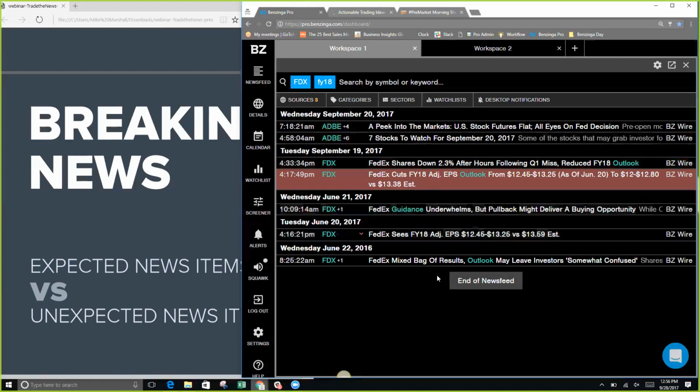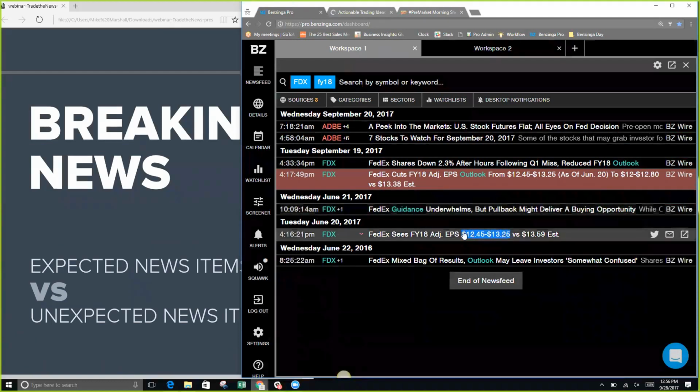So what I did really quickly, just to reiterate again, is I didn't know the magnitude that FedEx wanted to cut its guidance. I was able to use Benzinga Pro really quickly here to see the degree to which FedEx cut its guidance. And what did the stock do, Mike? Why don't you just pull up the chart real quick? Yeah, absolutely.